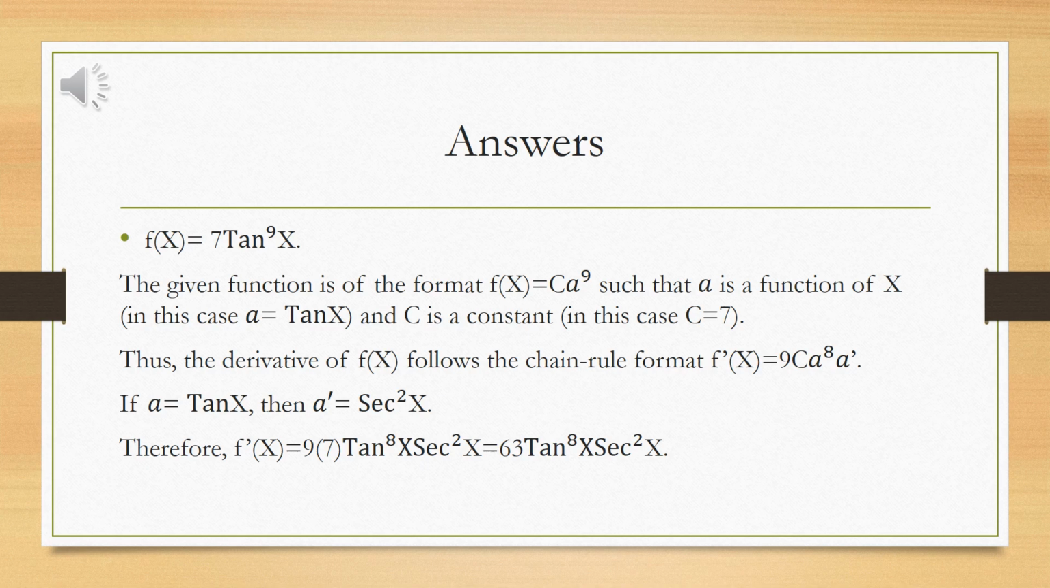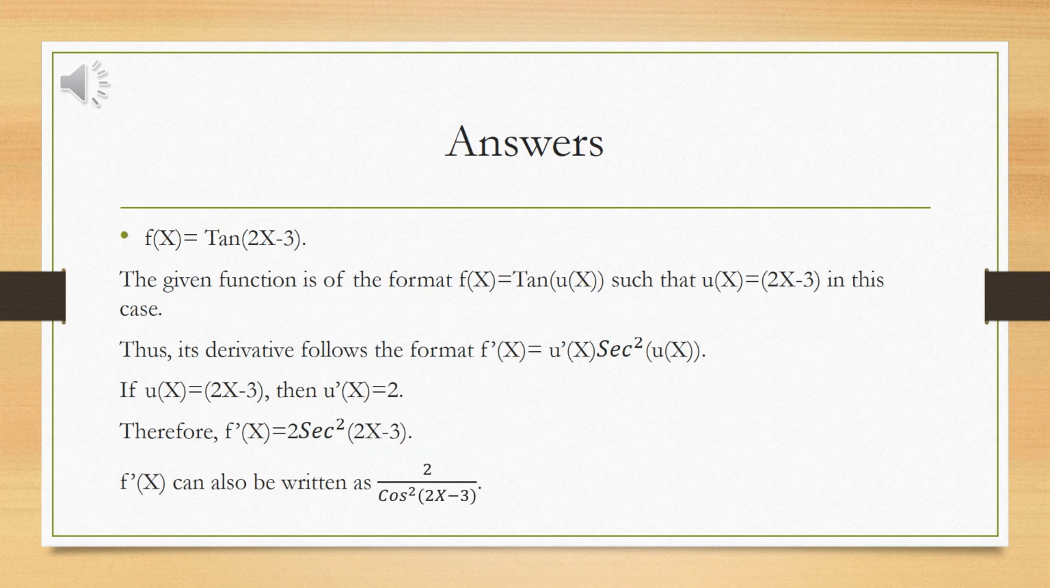Thus, the derivative of f(x) follows the chain rule format. f'(x) = 9 c a^8 a'. If a is tan x, then a' is sec^2 x. Therefore, f'(x) = 9 times 7 tan(x)^8 sec^2 x, which is 63 tan(x)^8 sec^2 x.